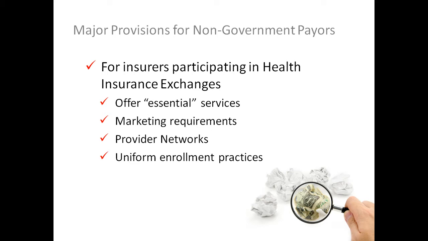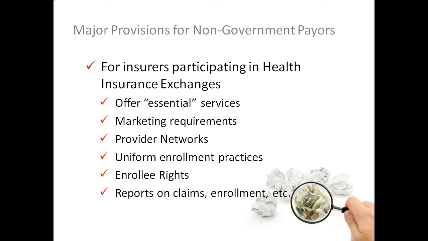They must follow uniform enrollment practices to make sure persons enrolling understand their benefits, the provider networks, and other features of the plan. They must offer an enrollee bill of rights and ensure a list of these rights is given to persons when they enroll. And they must furnish reports on claims, enrollment, and other statistical data to the government from time to time.